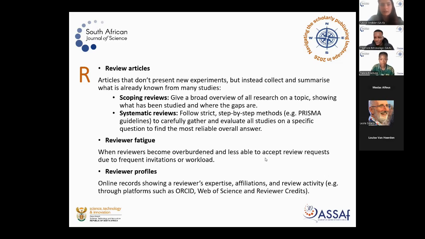Review articles. These are articles that don't present new experiments, but instead collect and summarize what is already known from many studies. There are scoping reviews. These give a broad overview of all research on a topic, showing what has been studied and where the gaps are. And then systematic reviews follow strict step-by-step methods, such as the PRISMA guidelines, to carefully gather and evaluate all studies on a specific question to find the most reliable overall answer.